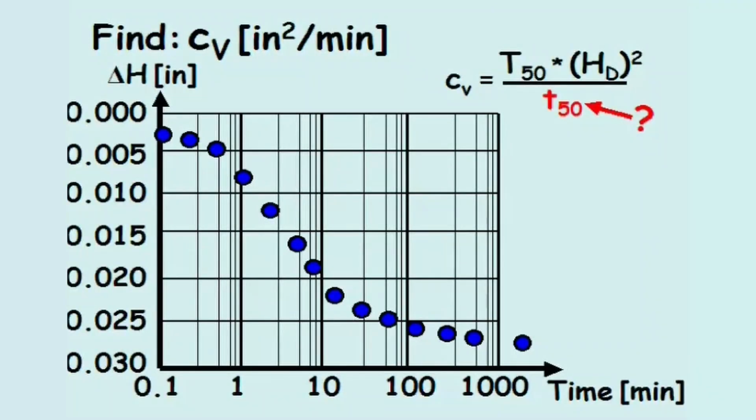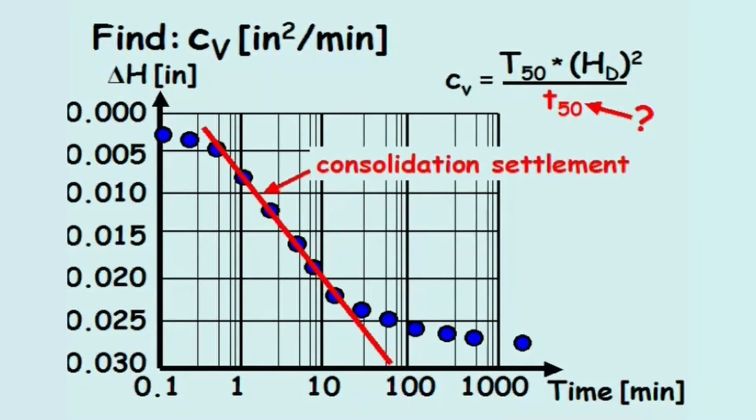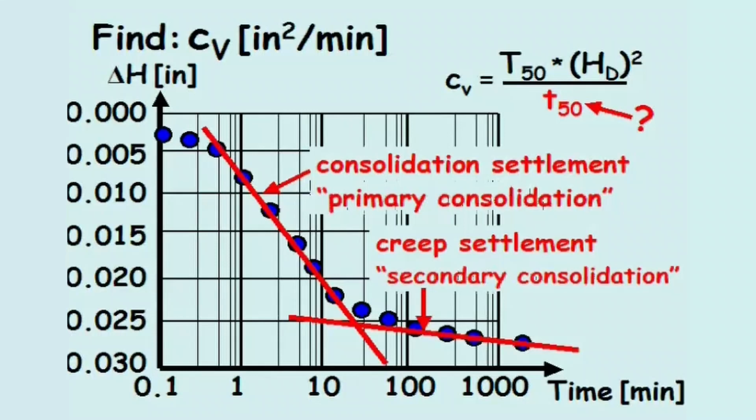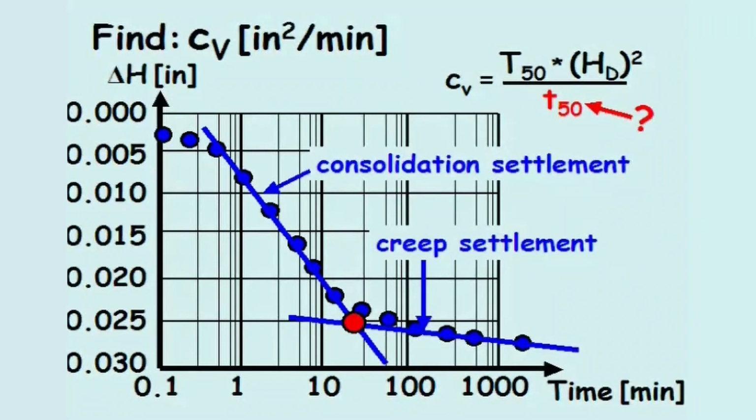To solve for the time it takes the soil to consolidate to half its ultimate consolidation, we draw a best fit line along the data points for a consolidation settlement and a second best fit line along the data points for a creep settlement. As an aside, some books refer to these two types of settlement as primary consolidation and secondary consolidation. So where these two lines intersect represents the displacement of the soil sample at ultimate consolidation. This ultimate consolidation is 0.025 inches.